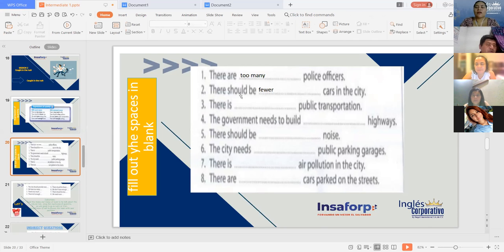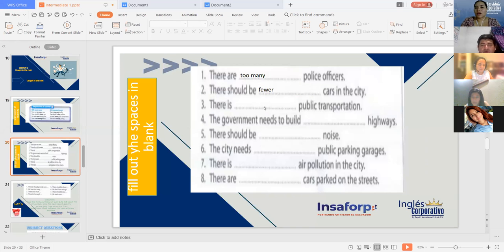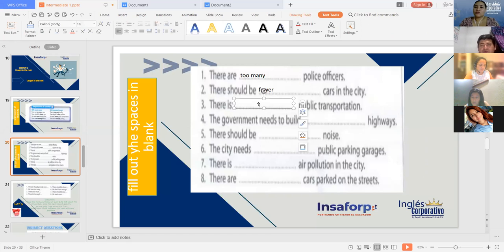Don't worry. All right, so it says there is blank public transportation. Which one do you think that we can use? We can use more, is it enough, less, too much? Which one do you think? Too much? Too much, okay. Too much, all right? Not a problem, too much public transportation.